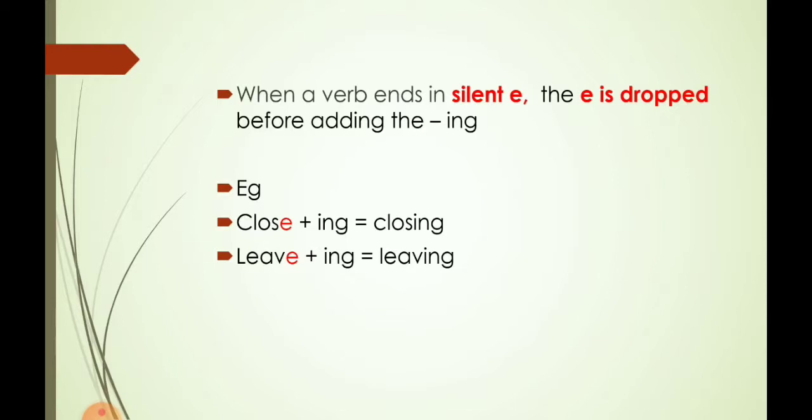See, the letter e is dropped. Leave plus ing is leaving. Again, the letter e is dropped. So, when a verb ends in silent e, the e is dropped before adding ing.